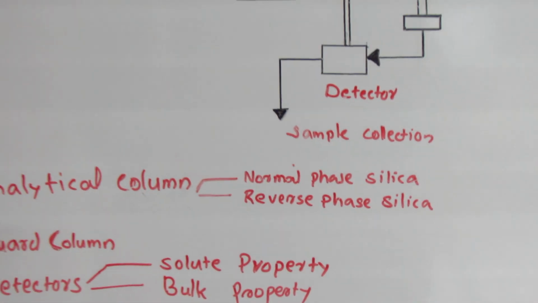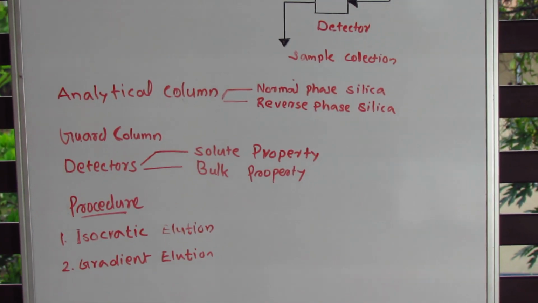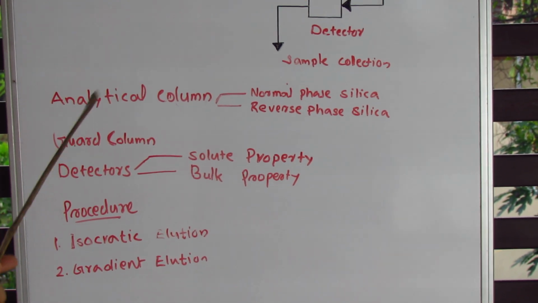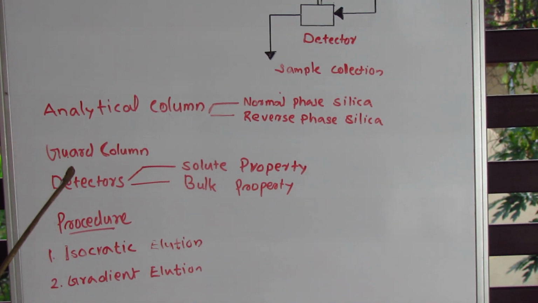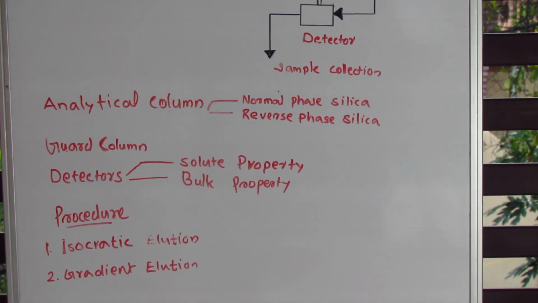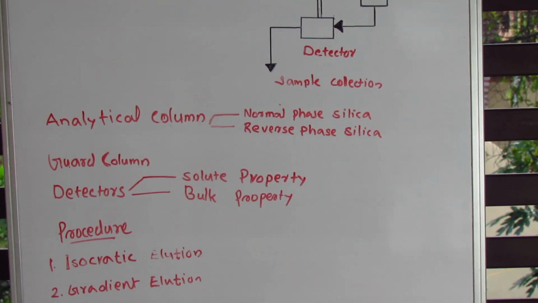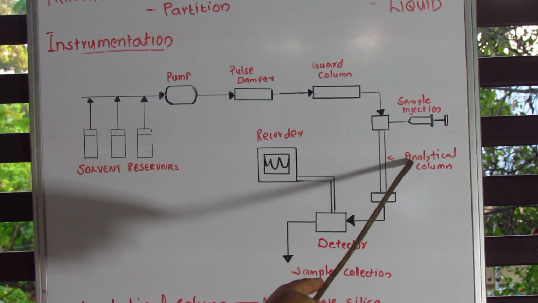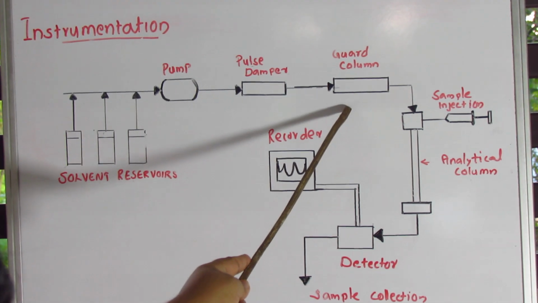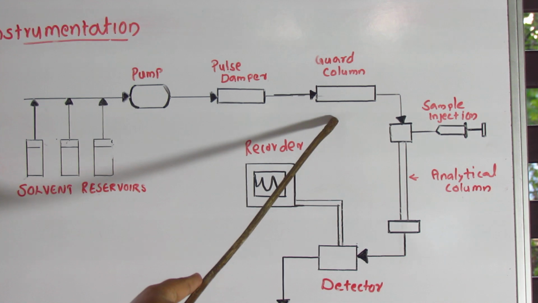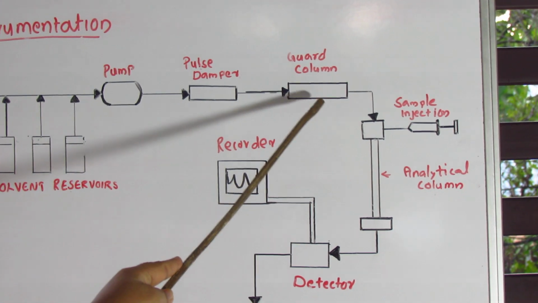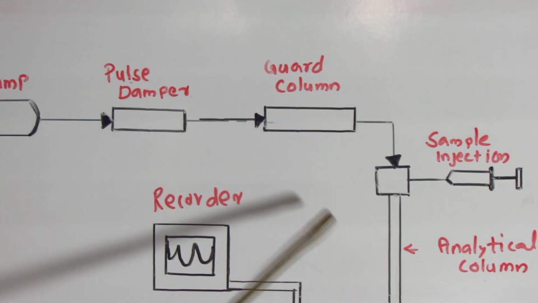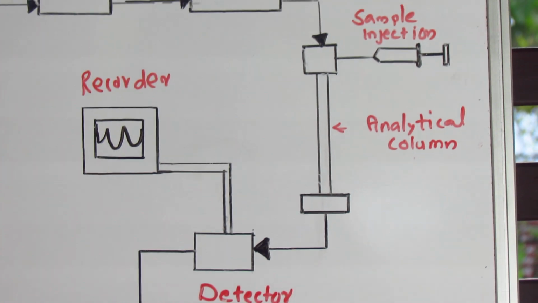Then the second one, guard column. The guard column is kept before the analytical column. This guard column helps to remove the particulate matter present in the solvent and thereby increases the life of the analytical column. Here, look at the instrumentation of HPLC. The analytical column is there, and the guard column is kept before it. Particulate matter means minute impurities present in the solvent.